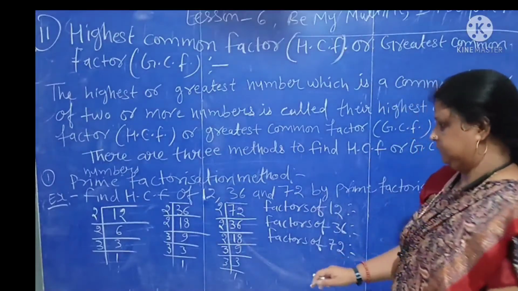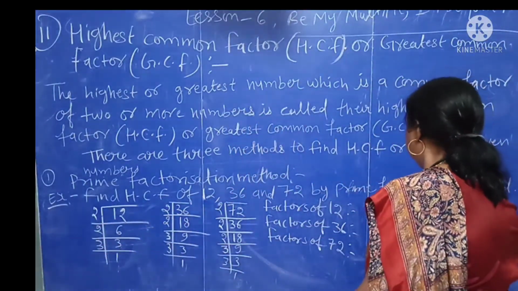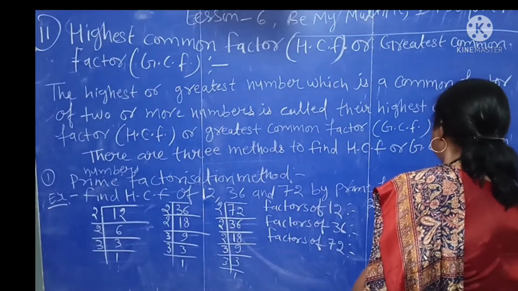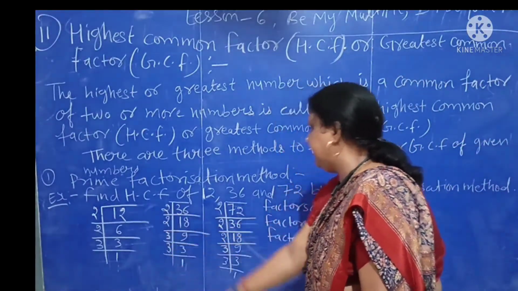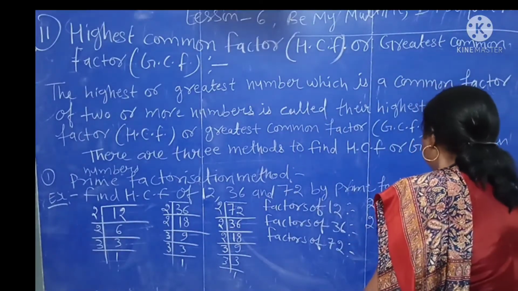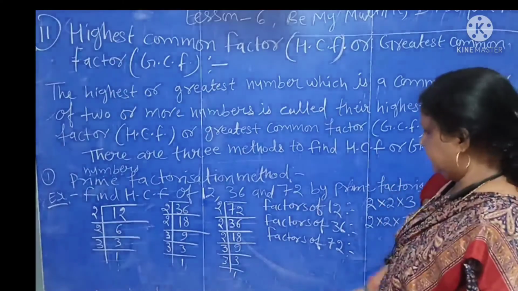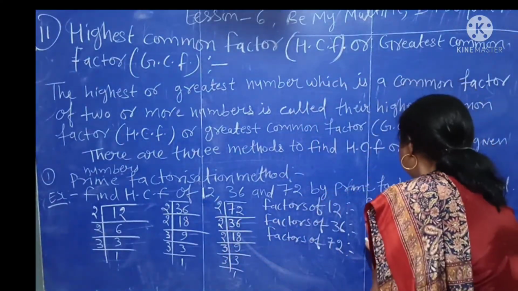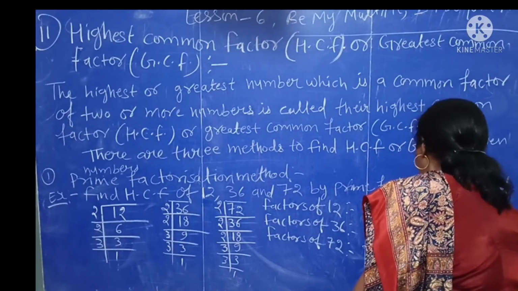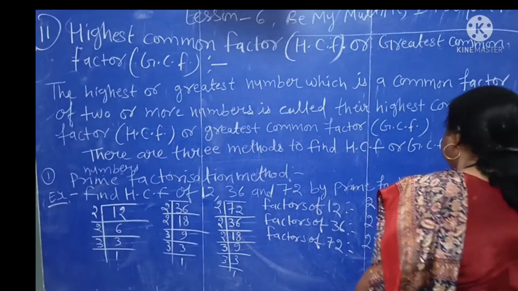Factors of 12: 2, 2 and 3. Factors of 12 is 2 multiplied by 2 multiplied by 3. Factors of 36 is 2, 2, 3 and 3, which is 2 multiplied by 2 multiplied by 3 multiplied by 3. And here is the factor of 72: 2, 2, 2, 3 and 3. So we write 2 multiplied by 2 multiplied by 2 multiplied by 3 multiplied by 3.